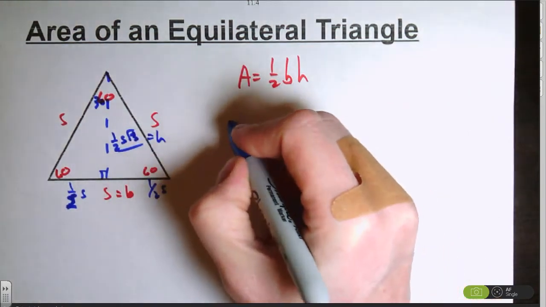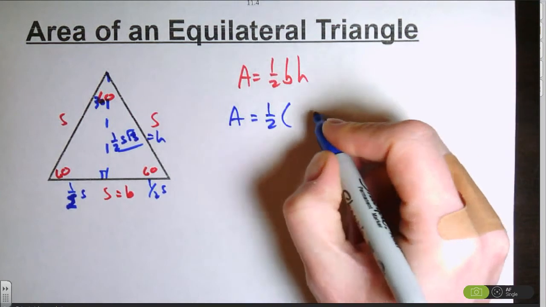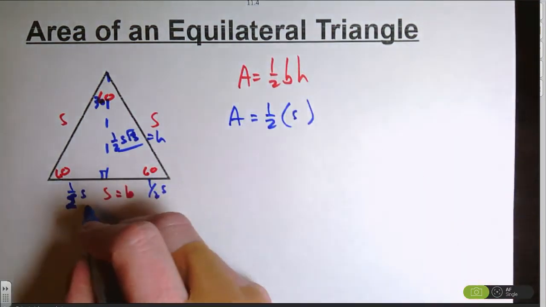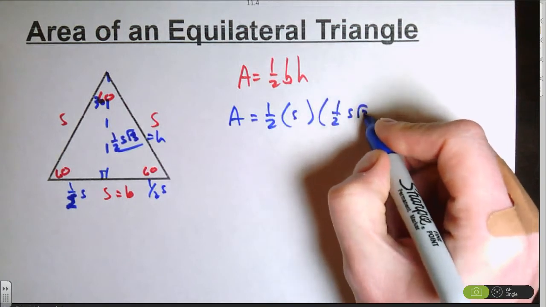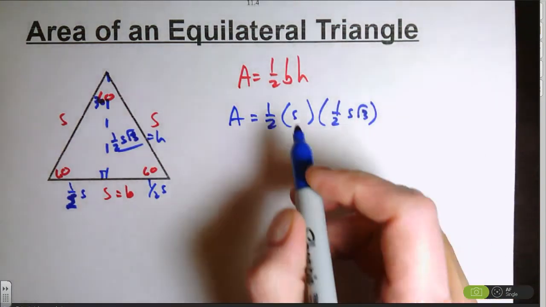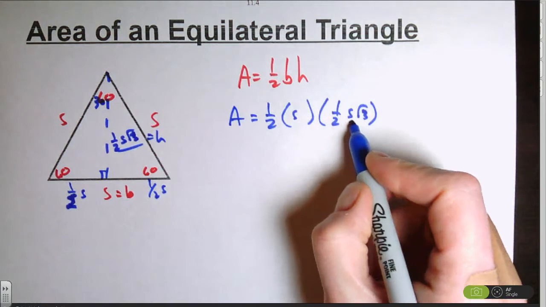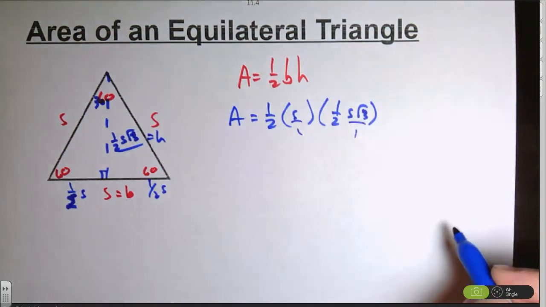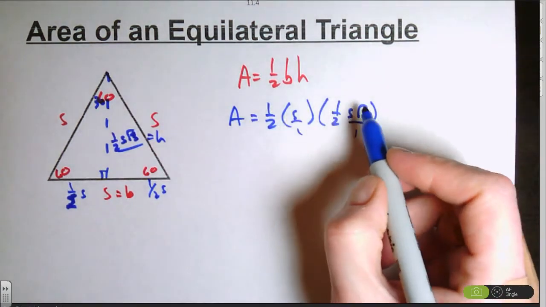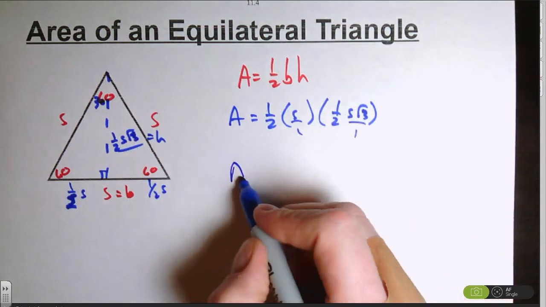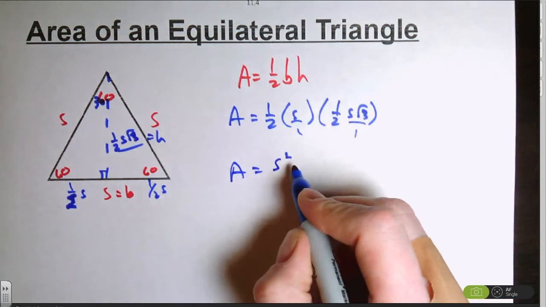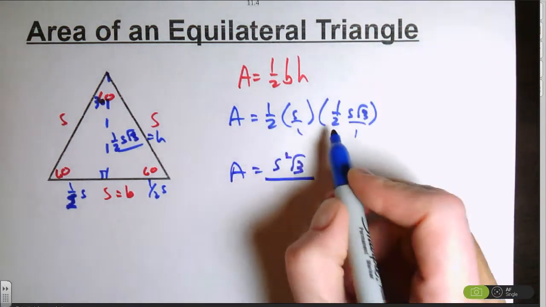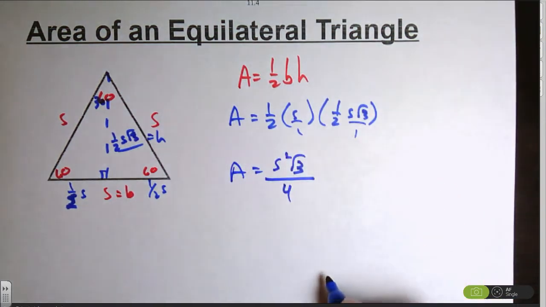Okay. So area is 1/2 the base, which is S, because that's the whole base is S, times the height, which is 1/2 S root 3. Well, 1/2 times, and actually the key of this is also put these over 1 to see the simplification. So 1 times S times 1 times S times root 3. Well, the 1's are irrelevant. S times S becomes S squared times root 3. And then 2 times 2 becomes 4.